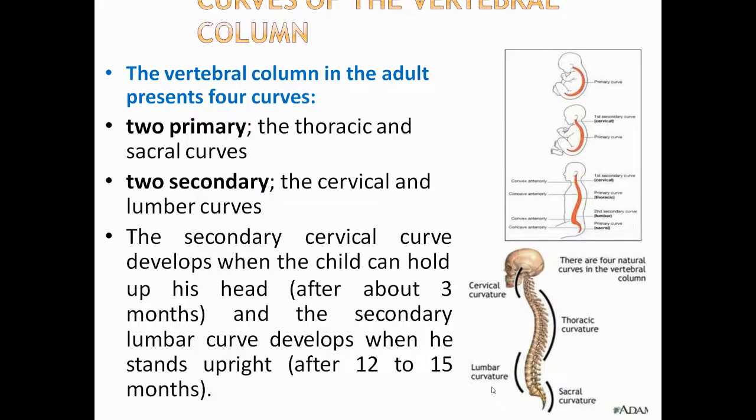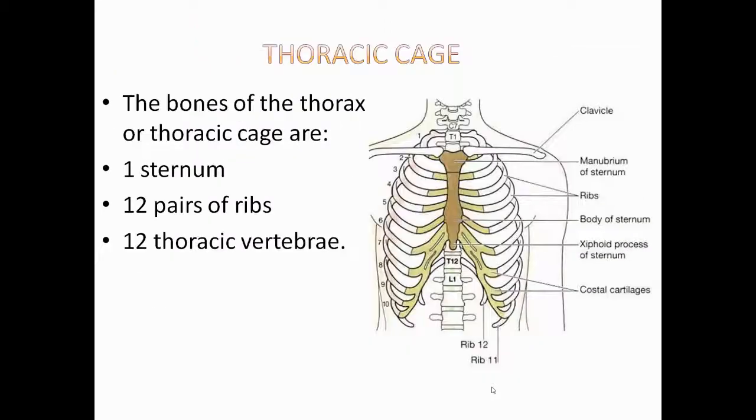Curves of the vertebral column. The vertebral column in the adult presents four curves: two primary, found in the thoracic and sacral curves, and two secondary, found in the cervical and lumbar curves. The secondary cervical curve develops when the child can hold up his head, and the secondary lumbar curve develops when he stands upright after 12 to 15 months.